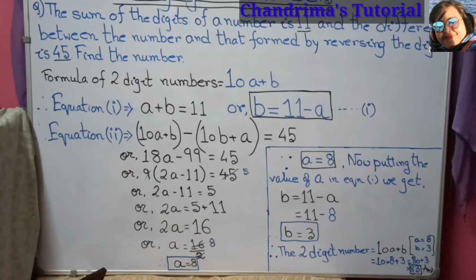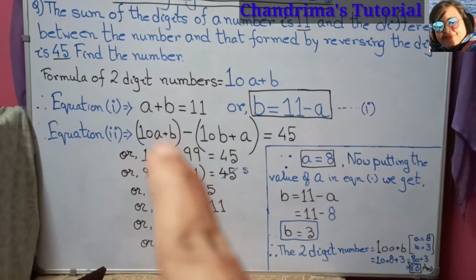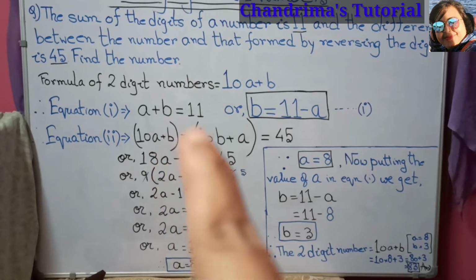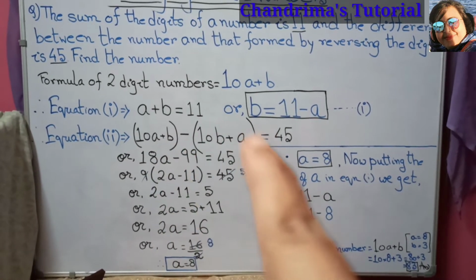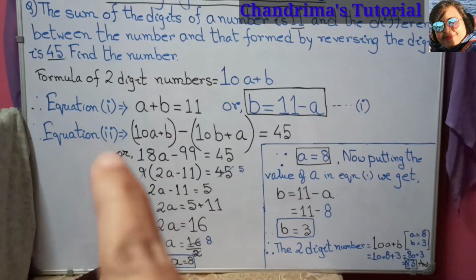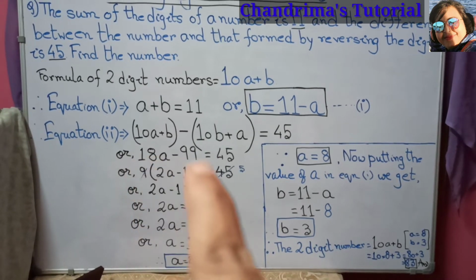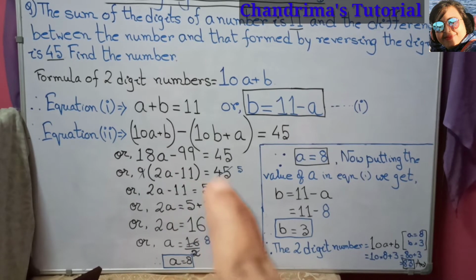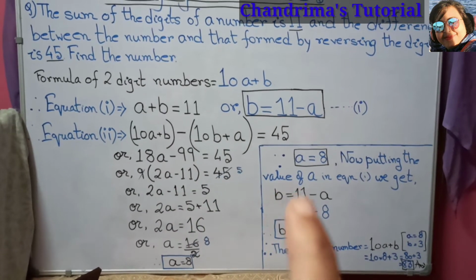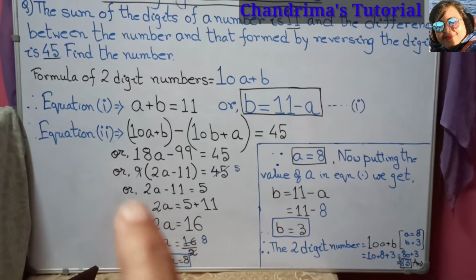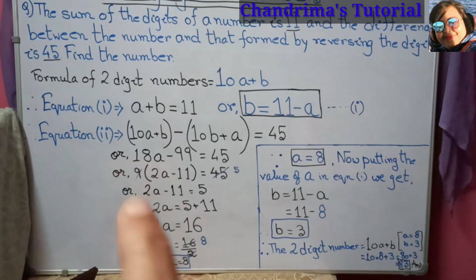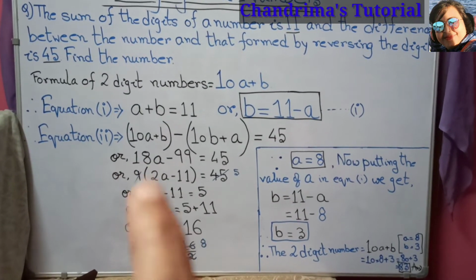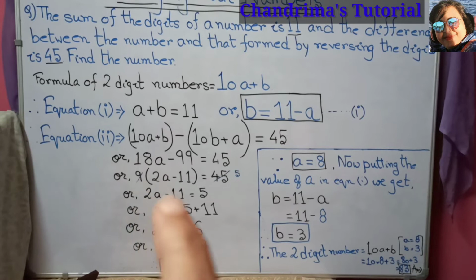From equation 2, we derived that the difference between the number and the number with interchanged digits is 45, and by solving and putting the value of b we got 18a minus 99 equals 45. This much we have got. Now what should we have done? We have taken 9 common. Now taking 9 common, what do we get?